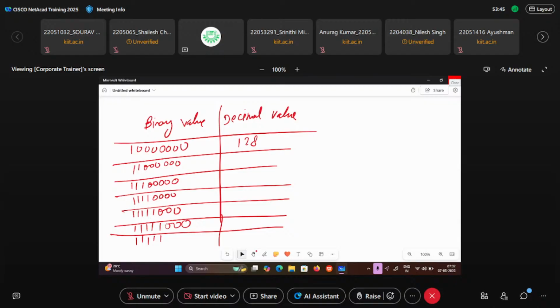I need all values, not a single one. I need the decimal values starting from 128 and going up to, if you write all ones, 255. So all the values, the remaining values between 128 and 255, you have to reply in the chat.